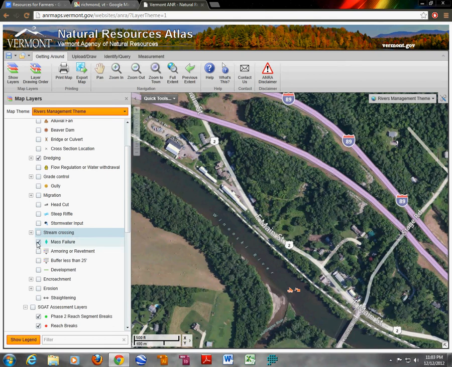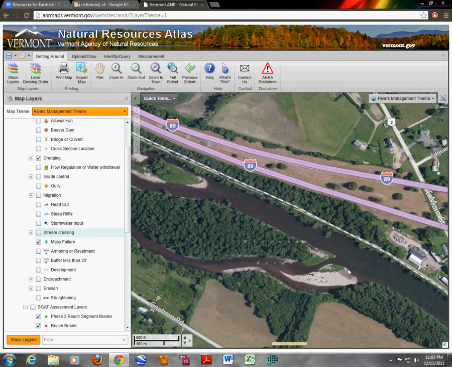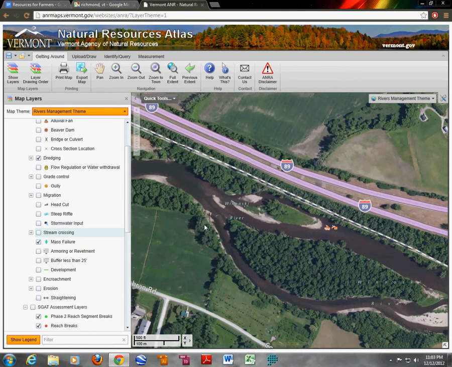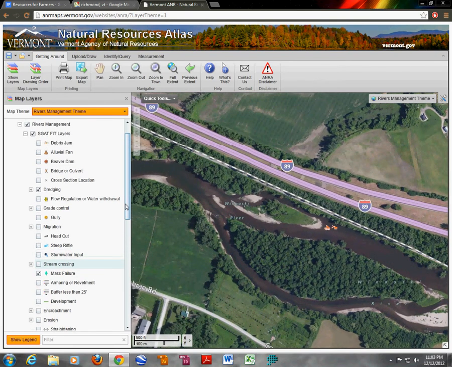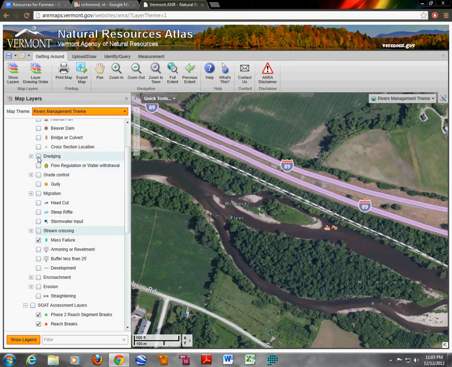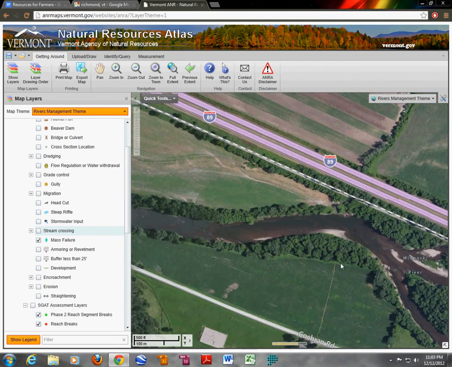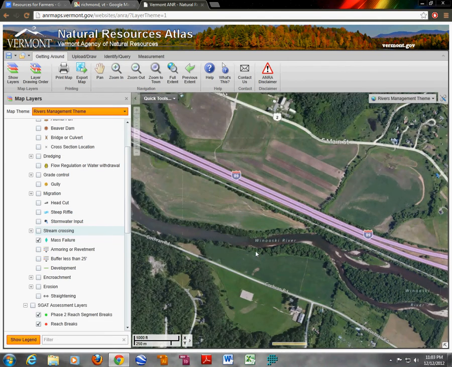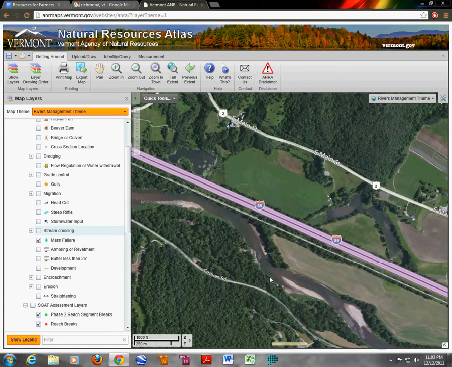This mass failure, this would be an important one. Mass failure is when sides of the river and the banks of the river give way and fail and fall into the river, which is another sign of instability. And if that's close to your property and you have a field that's right on the river, then you have a chance that you're going to lose that land, and it could even just fall into the river and go away completely, which would be terrible. So mass failure is something to look for.